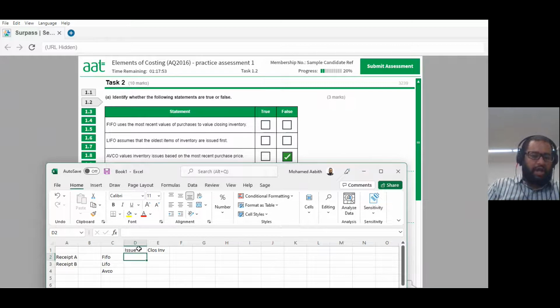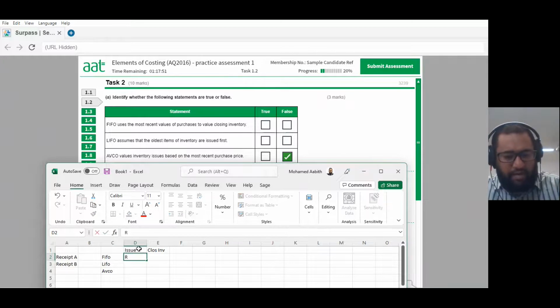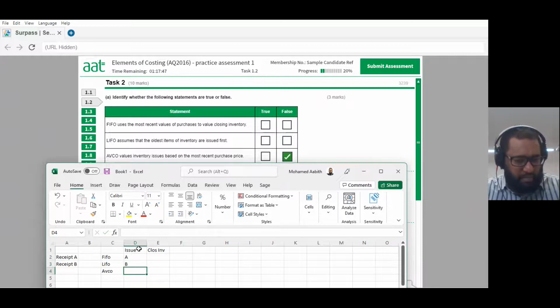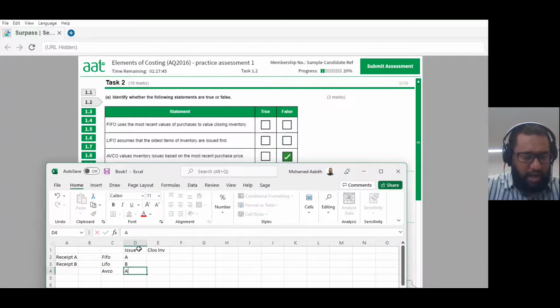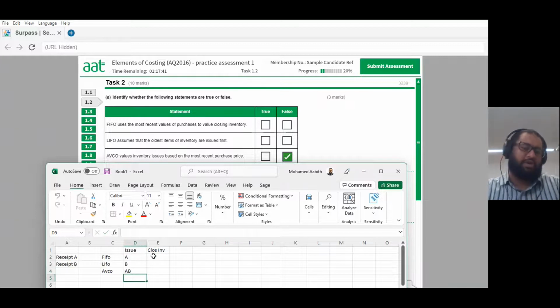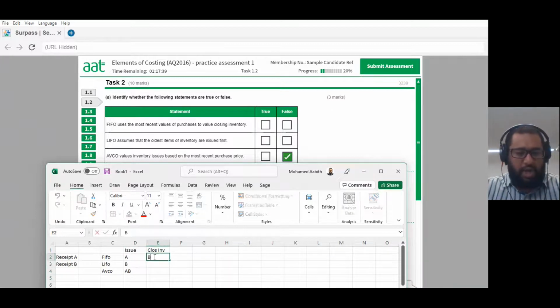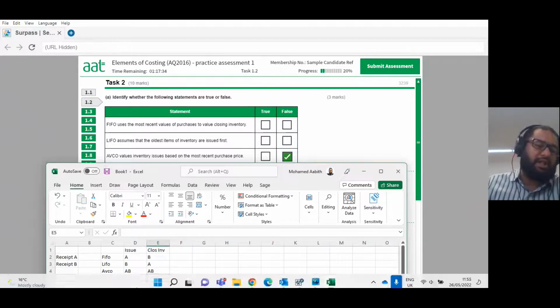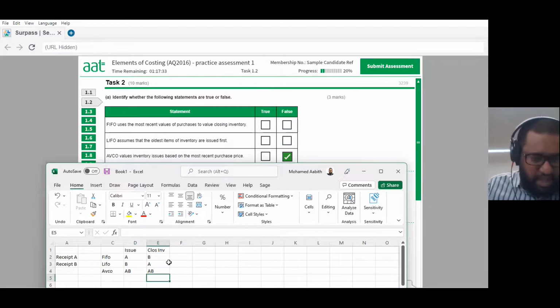So if I look at it with FIFO, I will be issuing A. With LIFO, I'm going to be issuing B. And AVCO is going to be AB because it's a combination of both. Here: A, B, and AB. So I'm simply using our knowledge of this to identify what they mean by that.